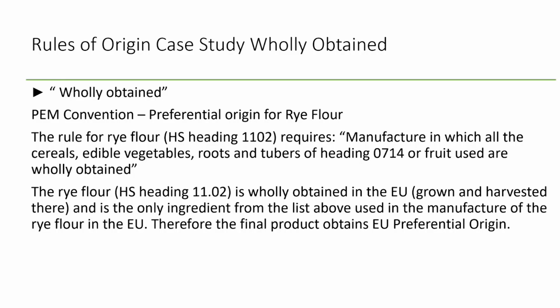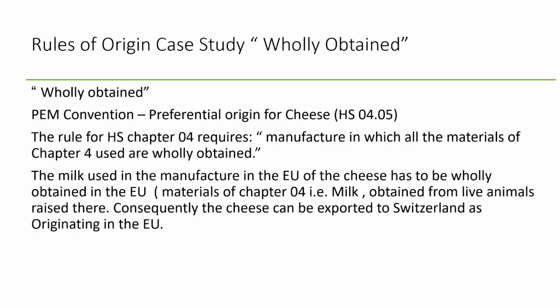So the rule for rye flour, heading 1102, requires manufacture in which all of the cereals, edible vegetables, roots and tubers of heading 0714 or fruit used are wholly obtained, right? So in this instance, all that my rye flour contains is rye flour. So that's heading 1102. I haven't added any sugars. 1701 is sugars, and I haven't added any sugars to it. So therefore, I meet the rules of origin and can put a statement of origin on the commercial invoice.